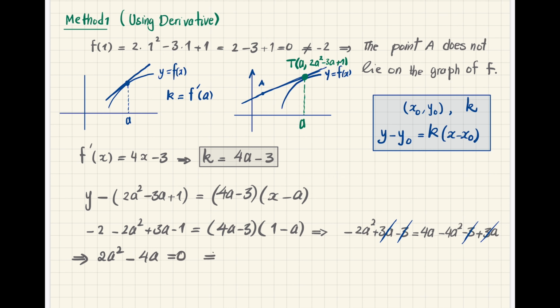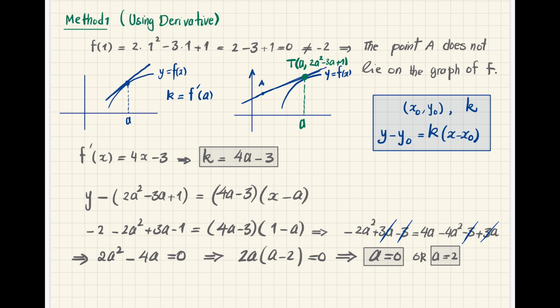And this is a quadratic equation which is very easy to solve. I just factor 2a out, it becomes a minus 2 equals 0, and I will get two answers. Either a is equal to 0 or a is equal to 2.